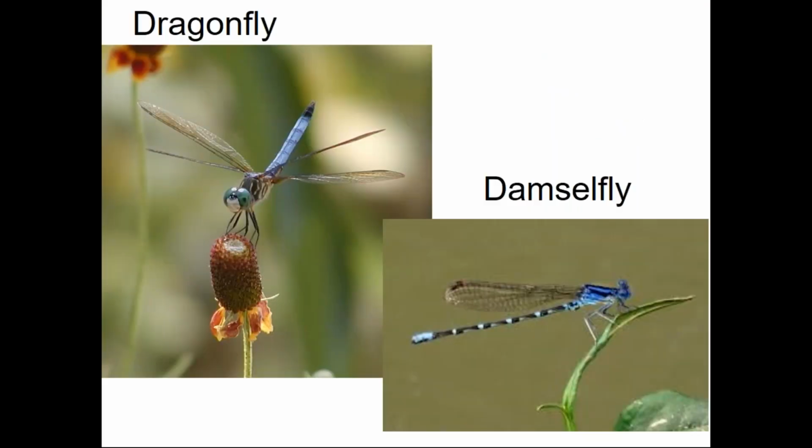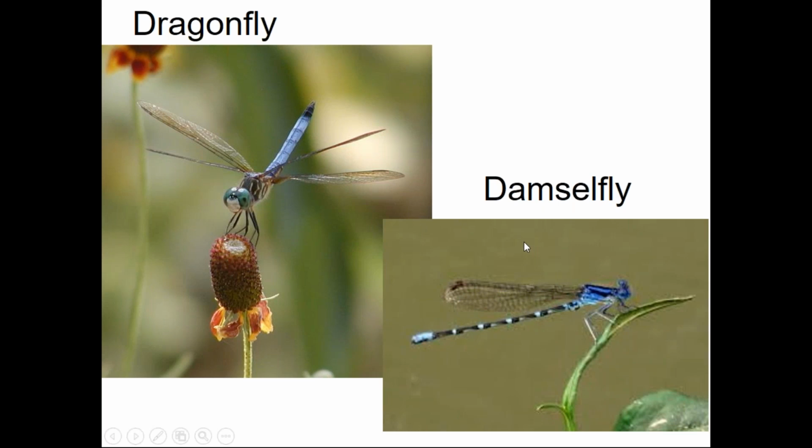Dragonflies and damselflies are closely related. They're both members of the same order, but they belong to different suborders. Dragonflies, as you can see on the left, have these big heads and big bulbous compound eyes, and they like to hold their wings perpendicular to their body. Damselflies, on the other hand, have much smaller heads and smaller eyes. Their bodies aren't as thick, they're more dainty, and they like to hold their wings folded over their bodies.